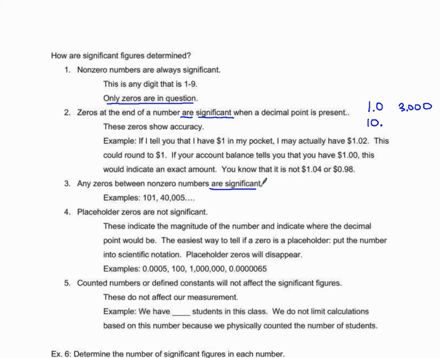Here's where we see zeros that are not significant. Zeros that are called placeholder zeros are not significant. These zeros indicate the magnitude of the number, meaning how big or small is this number. And they give us an idea of where the decimal point would be. The easiest way to tell if a zero is a placeholder is to put the number into scientific notation, and the placeholder zeros will disappear.